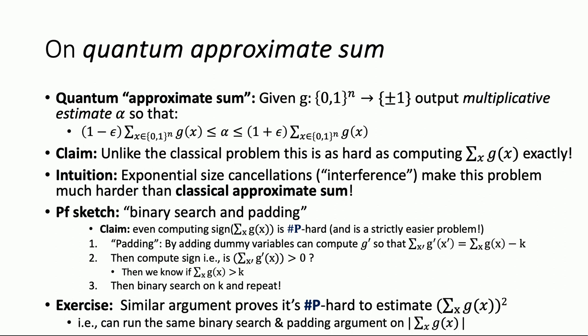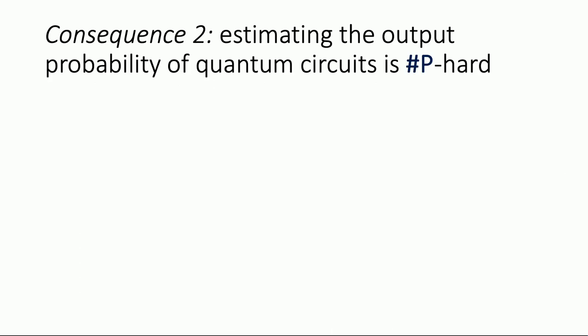Okay. Great. So now I'm going to call this consequence two. It's a consequence of the hardness of multiplicatively estimating this quantum sum. It's that estimating the output probability of a quantum circuit is #P-hard. Okay, so how do we see this?